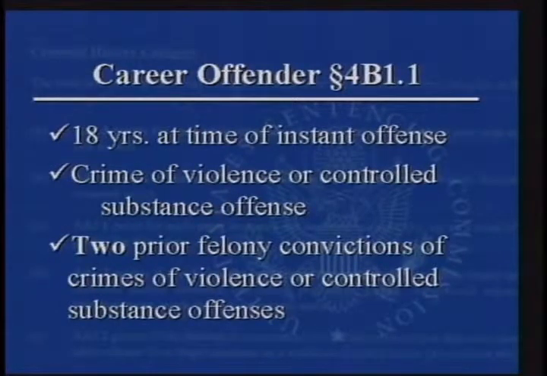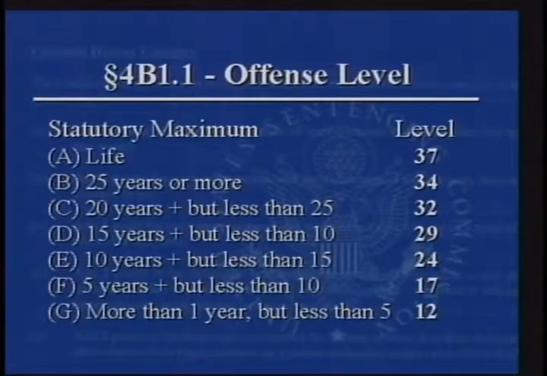Now, if a defendant meets those criteria, there is a new way of doing business here with calculations, because the offense level that was derived through the calculations of Chapters 2 and 3 are really put on a shelf at this point, because we have to take a look at what Chapter 4, Part B would have us do. There's actually a table, and let's take a look at how we'd determine the new offense level. As you can see there's a list of years, and what we're looking at here is the maximum sentence allowed by law for the instant offense.